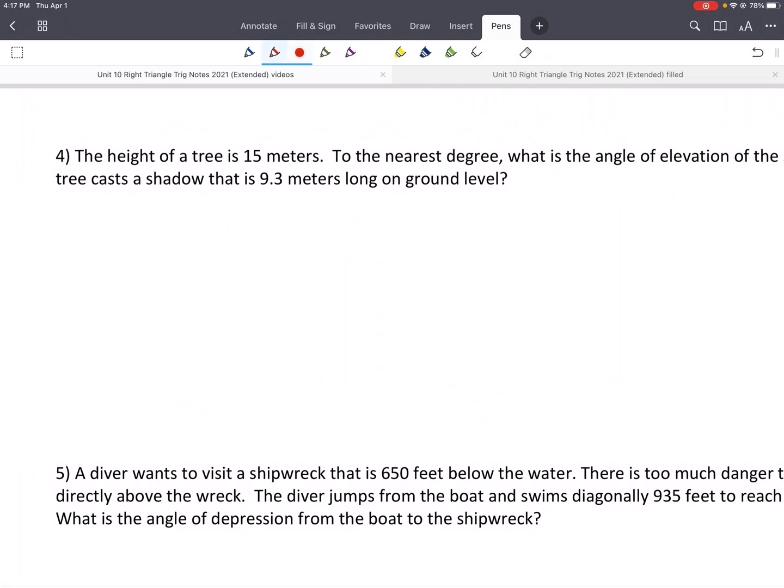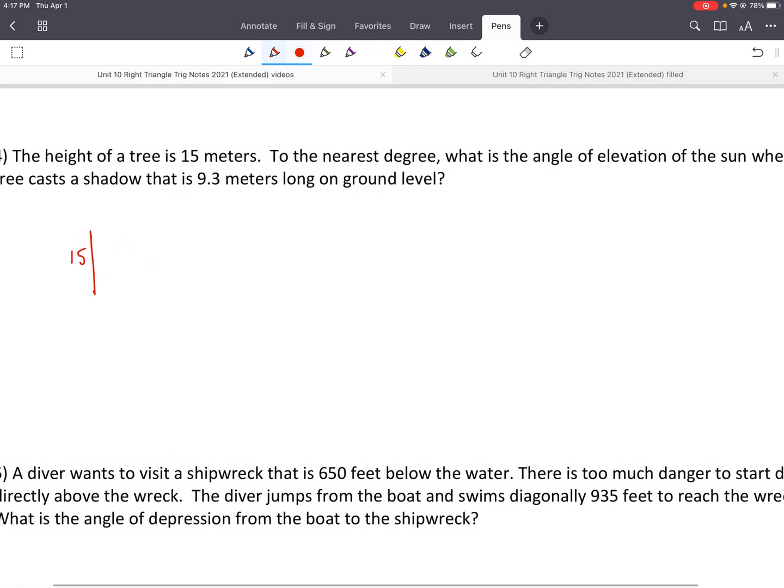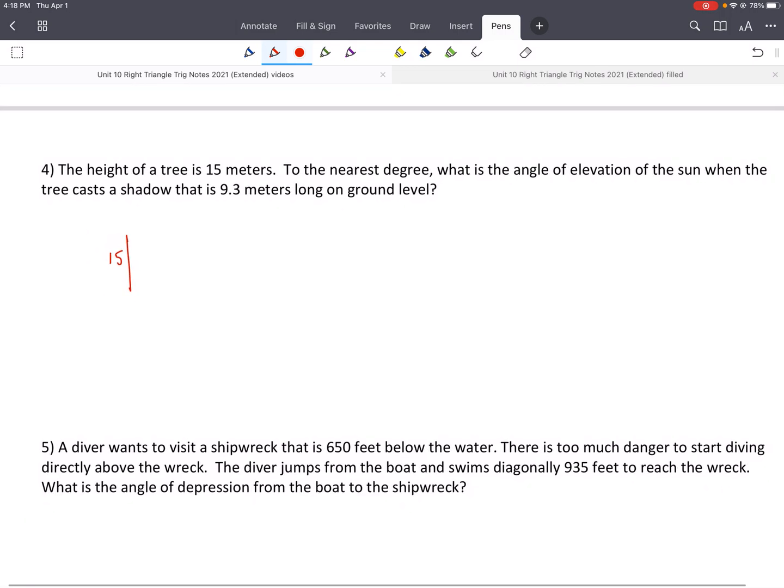We need to write our triangle and label all of our information. So the height of a tree is 15 meters. To the nearest degree, what is the angle of elevation of the sun when the tree casts a shadow that is 9.3 meters long on the ground? So here is our shadow. Over here we have our sun that is causing that shadow. All right, and they want us to know what that angle of elevation is. So that's our theta.